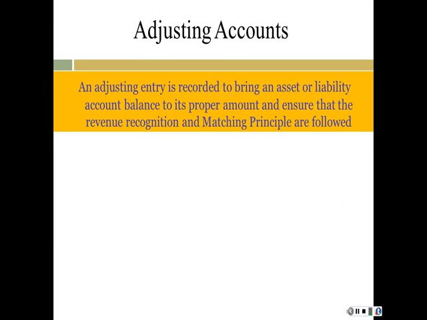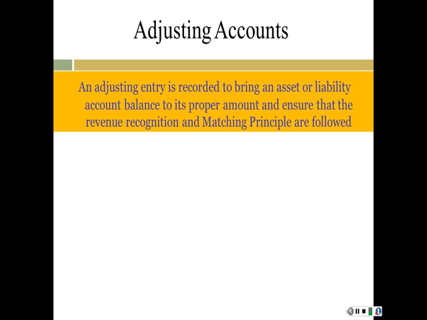And in order for us to correct account balances, bring them to their correct balances, we have to prepare adjusting journal entries, which will then get posted. And once those entries are posted, those accounts will come back to their correct balances. So an adjusting entry is recorded to bring an asset or a liability account to its proper amount and ensure that the revenue recognition and the matching principle are followed.